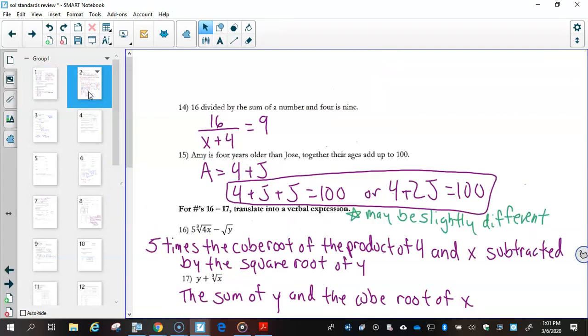For number 14, I will go back after I read these two. For number 14, 16 over x plus 4 equals 9.